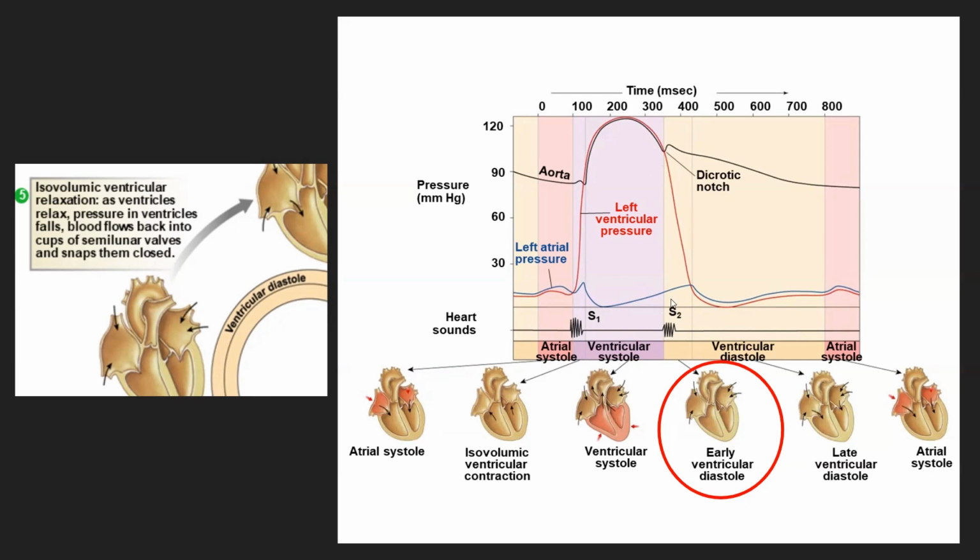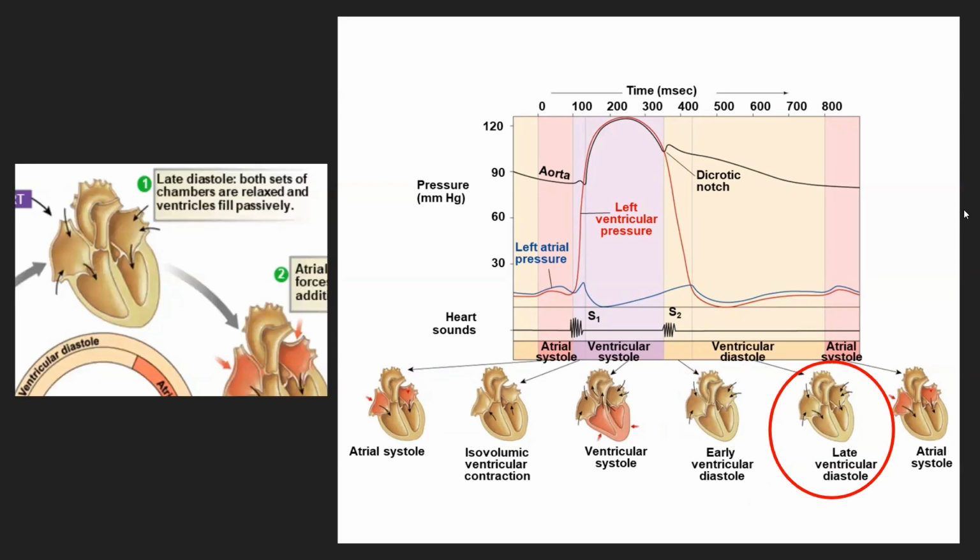And that's where you're going to get the second dub in the heartbeat right there. So that's early ventricular diastole. During late ventricular diastole, everything is somewhat relaxed and the valves can open again in the AV valve so that blood can fill passively. It can move through the atrium into the ventricle and that volume can change again.